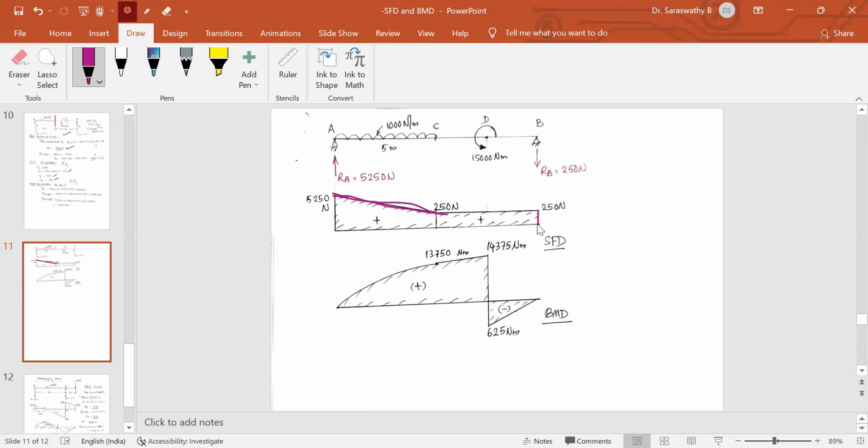From here, you come down 250. This is how the shear force diagram goes. You start from the baseline, you have to end at the baseline. 5250 upwards, then suddenly decreases to 250. There is no load, it goes straight. There is 250 downwards, you come down.